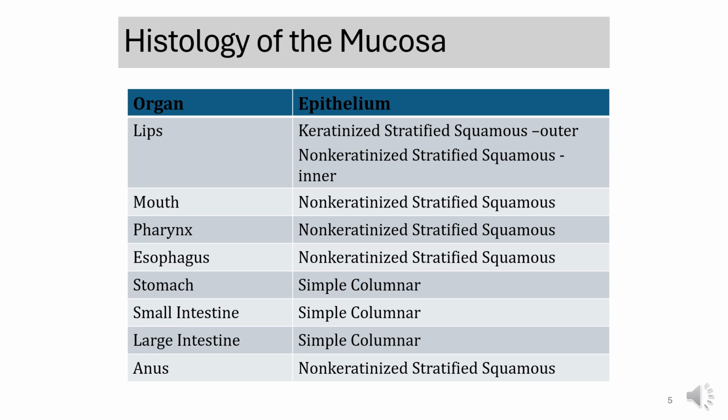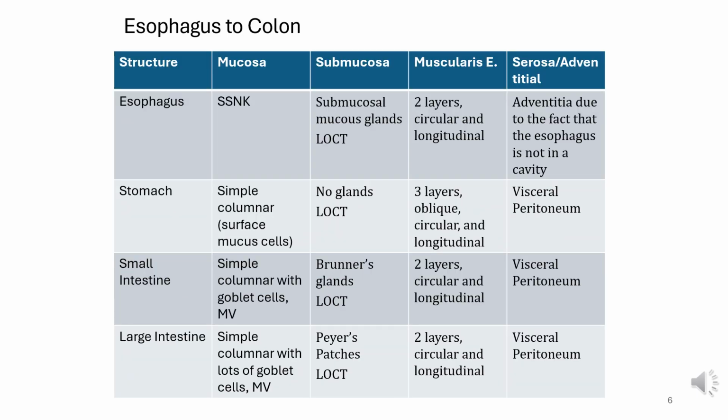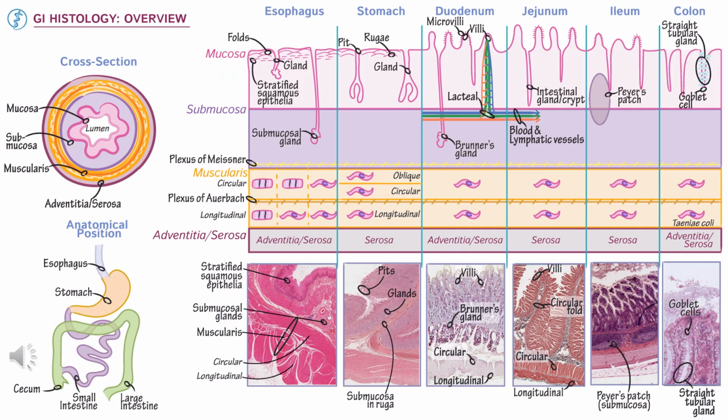I know that was quite a bit of information, but I actually have this chart for you to help summarize the histology of the mucosa, the different organs and what kind of epithelium you'll find, all the way from our oral cavity down to the anus. Now here is another chart that's the mucosal summary of the organs. So our structure and the 4 layers involved and what they look like. If you have a visual preference, here's another illustration of that GI histology overview. So just another summary as well.